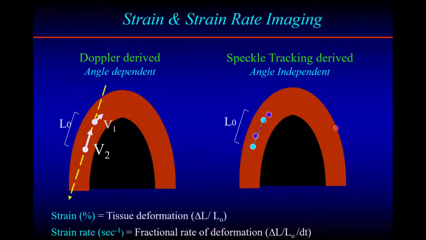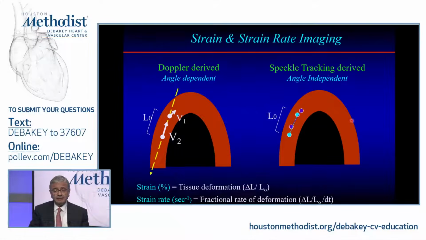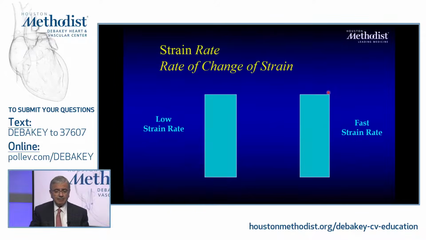So we look at strain nowadays, and you hear about GLS, which is global longitudinal strain. That's the most often that we use for myocardial function, to track it, to look at the regional changes, global changes, etc. We evolved from Doppler-derived strain, which is angle dependent, and this is angle independent. And I think the applications are really very important.